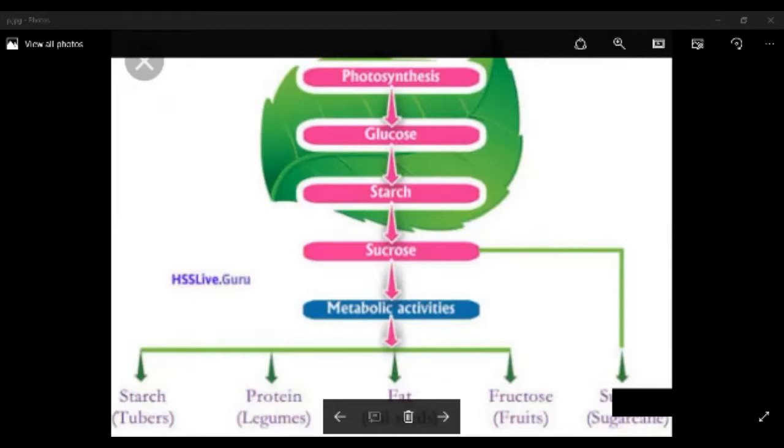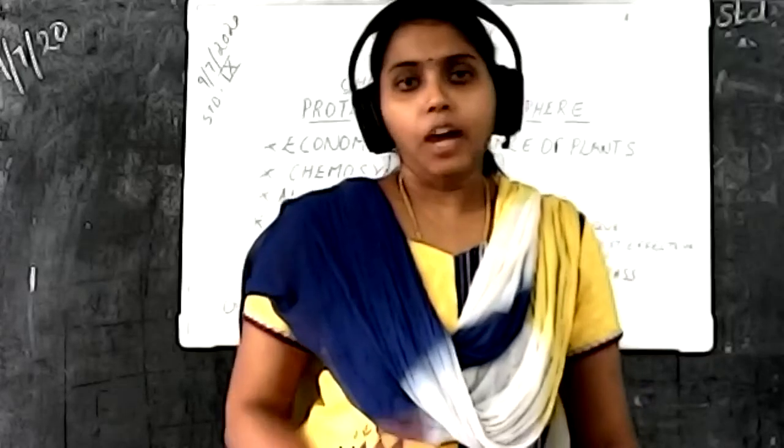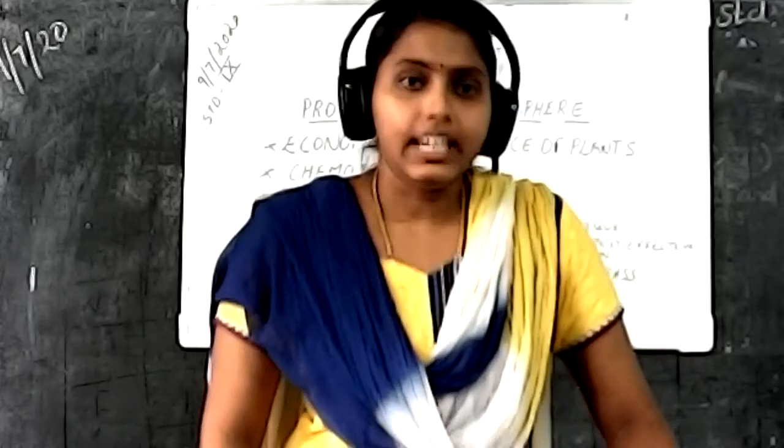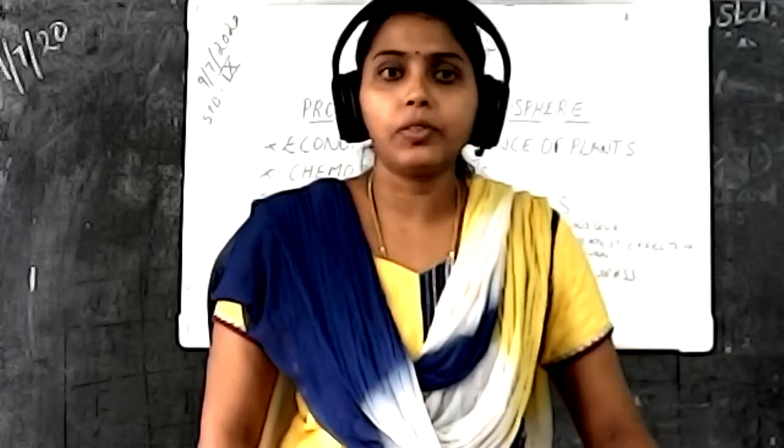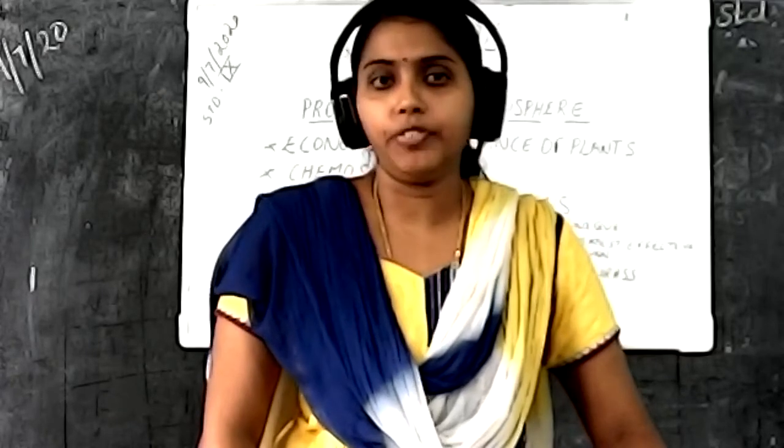As starch in the tubers, protein in legumes, fat in oil seeds, fructose in fruits, and sucrose in the sugar cane. So these are what we have discussed in the previous class. Is it clear for you? I think up to this topic it's clear for you.